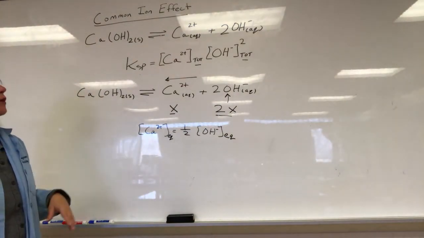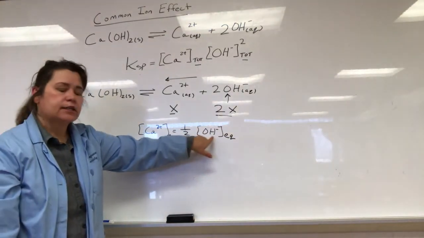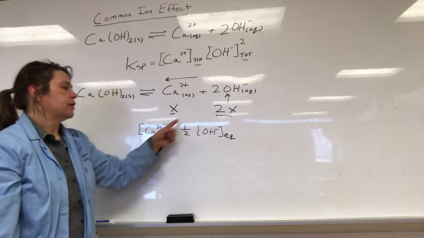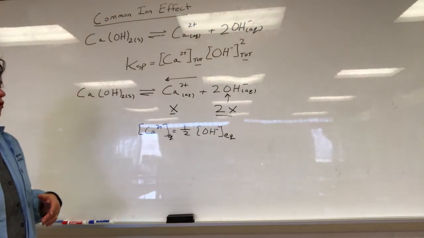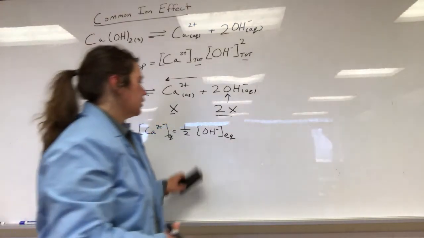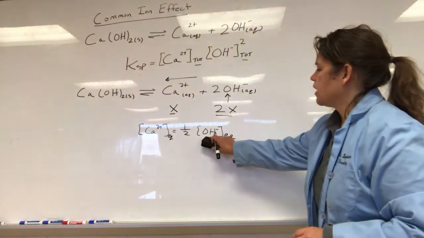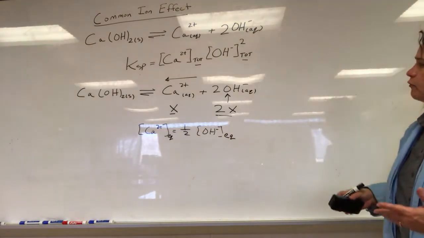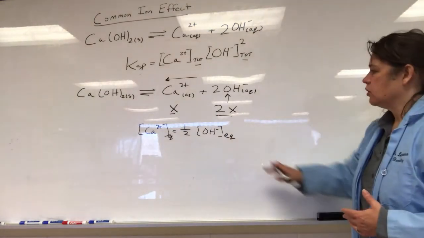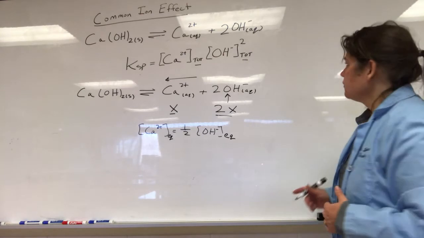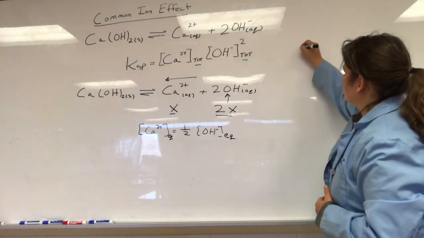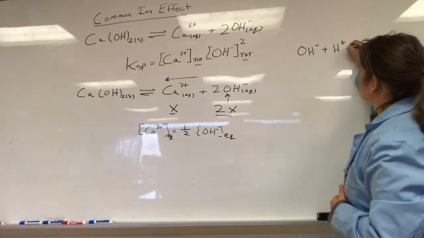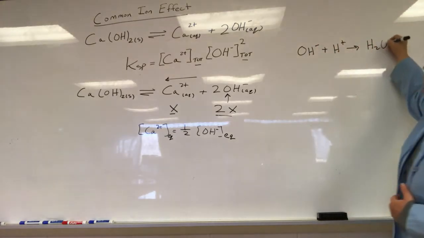So what we're going to do is measure the total hydroxide concentration in a solution, and then from there determine how much hydroxide is produced. I'll show you that shortly, how we're going to determine how much hydroxide actually comes from the equilibrium and calculate the calcium. But for a moment, let's consider how we're going to measure the total hydroxide. So we know that hydroxide can react with a strong acid to produce water. This is simply a neutralization reaction.